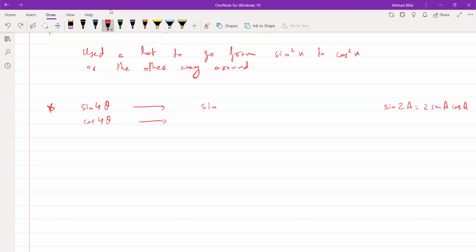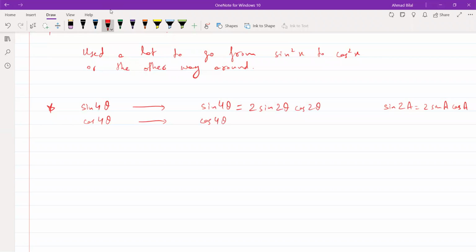So if it was 4 theta on the left, आपके पास राइट साइड पे क्या हो जाएगा, उसका हाफ एंगल, राइट? सो 2 into sin, यहाँ पे 2a था तो ये a हो गया था. Now it's 4 theta, so इसका हाफ हो जाएगा, that's sin 2 theta. And similarly cos 2 theta.